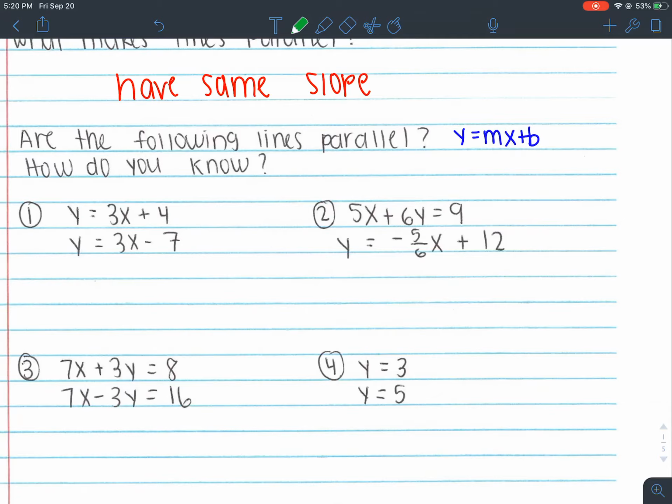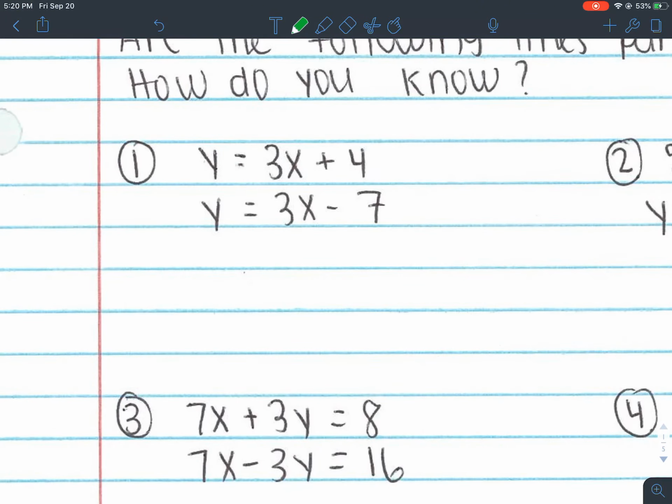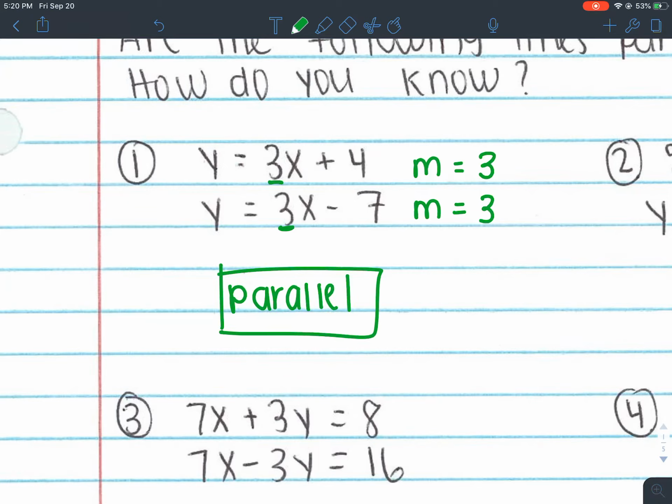So number 1, y equals 3x plus 4 and y equals 3x minus 7. Well, both of these lines are already in slope-intercept form, so let's go ahead and identify our slopes. Our slope for the first line here is positive 3. And the slope for the second line is also positive 3. Because these have the exact same slope, they're going to be parallel. And my reasoning is because of my slope. So if it says, how do you know? This is my proof. They have the same slope.